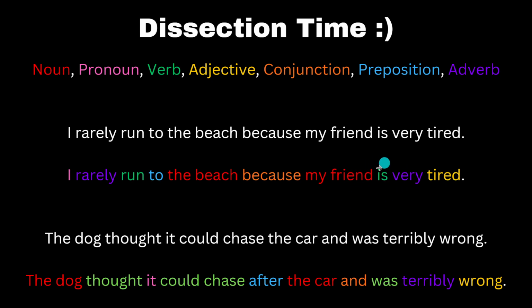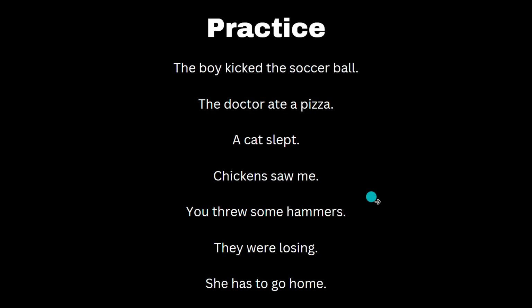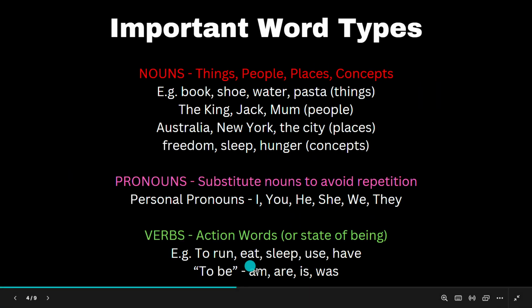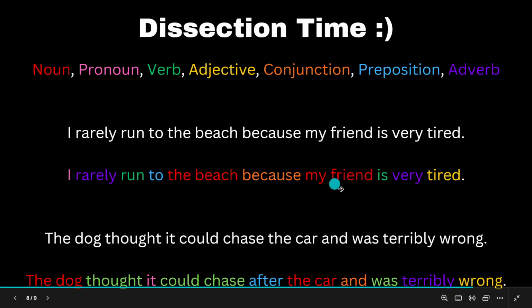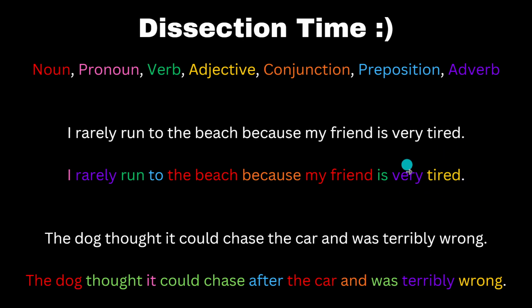Is a verb. If you've actually understood that by now, good job. Is obviously that to be verb that we mentioned at the start. So yeah, you're talking about a state of being. Very, adverb, because you're describing something that isn't a noun or a pronoun, you're describing an adjective. Very tired, very is an adverb. And then tired, of course, is an adjective because you're saying your friend is tired. You're describing a person, tired is the adjective.